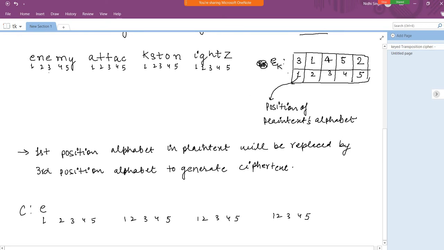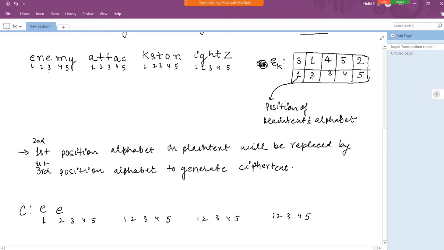Now again, what will be the key of the second one? Because the first index is over, I am talking about the second one now. So for the second one, what will come? The second position alphabet in plain text will be replaced by the first position alphabet to generate the ciphertext. Second position alphabet is N, it is replaced by the first position alphabet. First position alphabet is E. So it will be replaced by E.